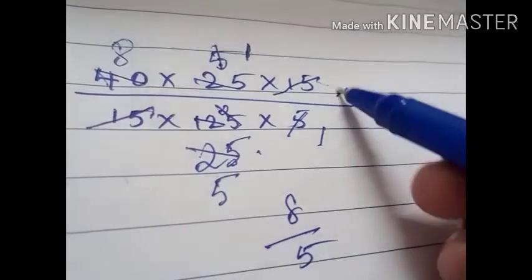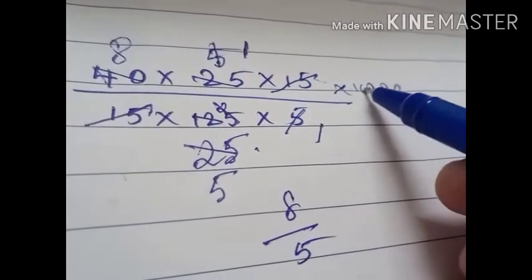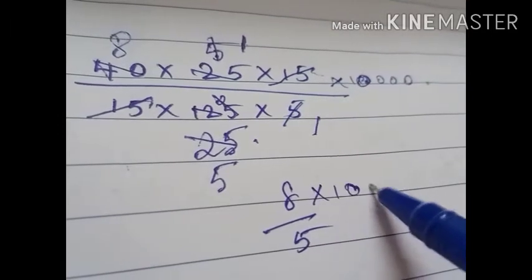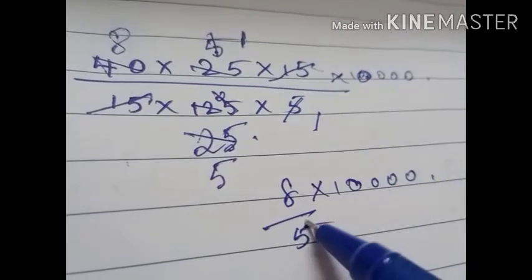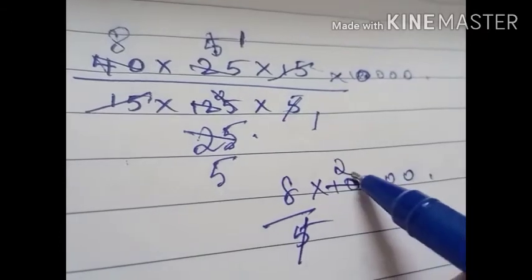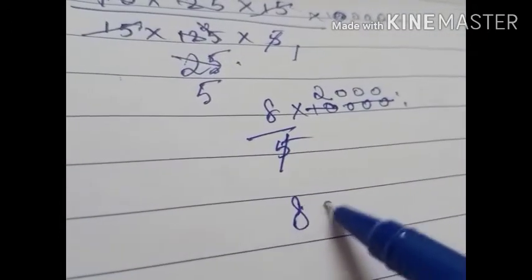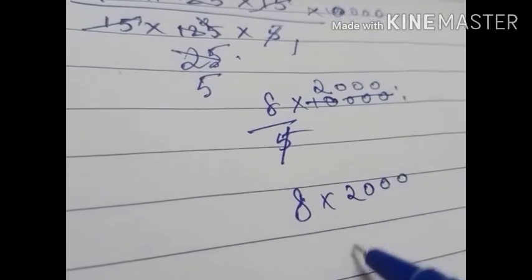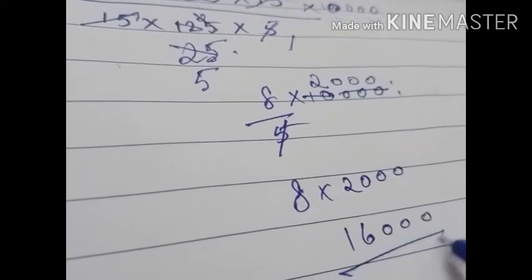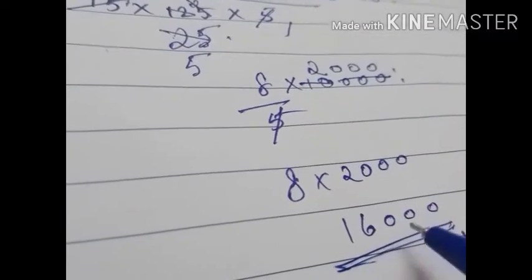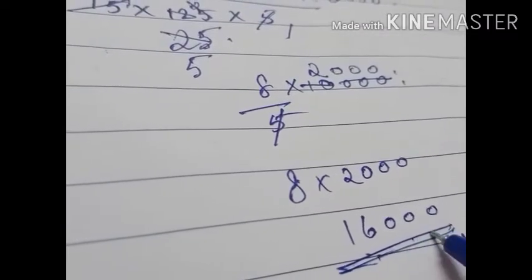Then here 10,000 is also there, so we should multiply that by 10,000 too. Then again 5 by 10, then with these 3 zeros, we will get 8 into 2000 equals 16,000. So how many wooden crates can be placed in the godown? 16,000 wooden crates can be placed.